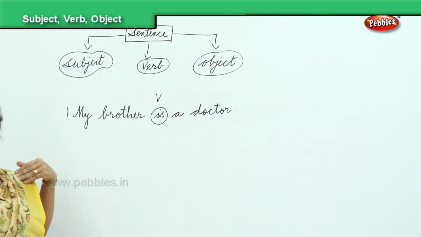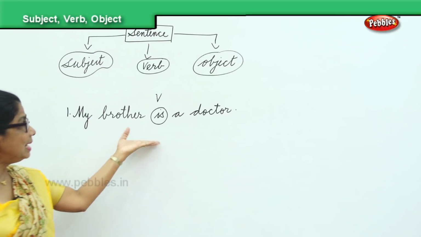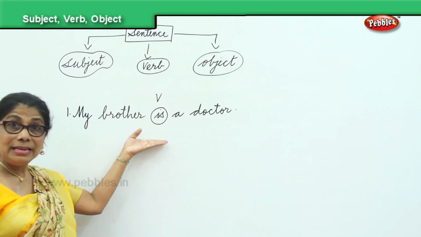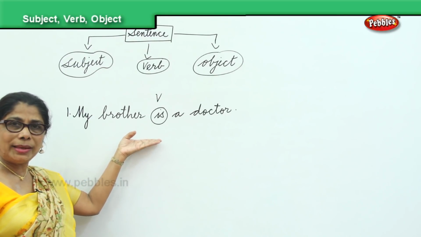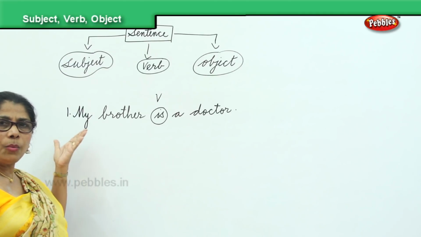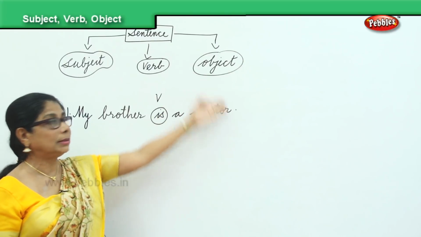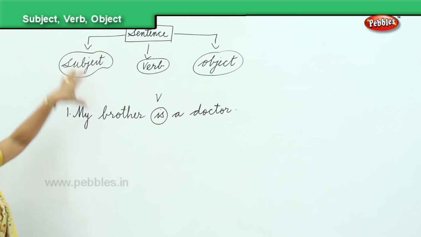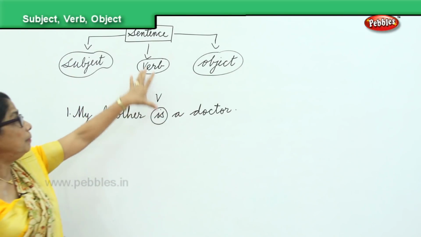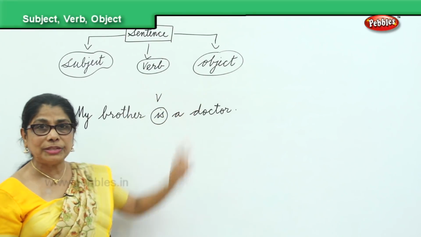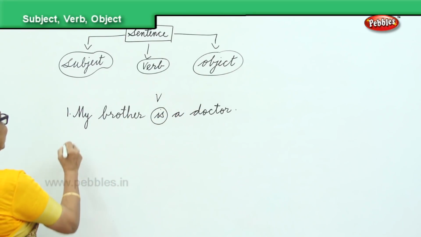That's my brother. What is he? He is a doctor. Is, that's the verb. Now, my brother, what is my brother? Is he a weaver or a... No, he is a doctor. Object. So you have a subject for the sentence, a verb for the sentence, and an object for the sentence. I'll give you another sentence.